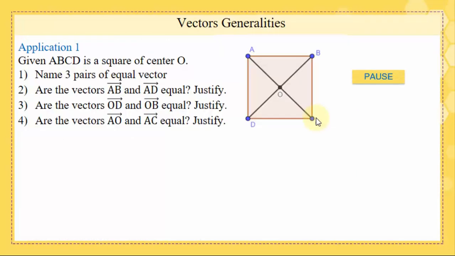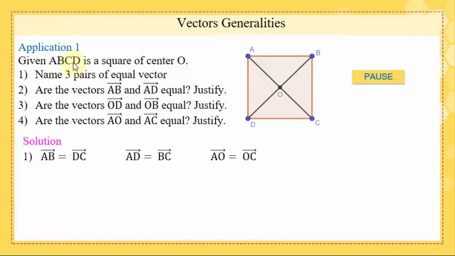Application 1. Pause the video for 5 minutes and try to solve this application alone. In this application, you have ABCD is a square of center O. Part 1, they said name 3 pairs of equal vectors. Remember that equal vectors means that they must have same direction, sense, and magnitude. You need to find 3 pairs of vectors that have same direction, sense, and magnitude.